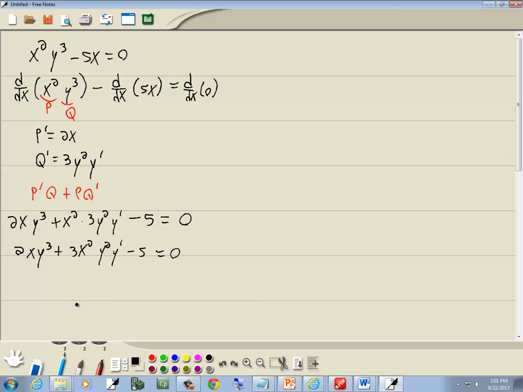Now we want to solve for y prime, and I went through these steps in class. First step is get rid of parentheses, don't have any. Second step is get rid of fractions, don't have any. Third step is get everything with y prime on one side, everything else on the other side. So I'm going to take this negative 5, move it to the right side. I'll take this 2x y to the third and move it to the right side. So that gives us 3x squared y prime equals 5 minus 2x y to the third.